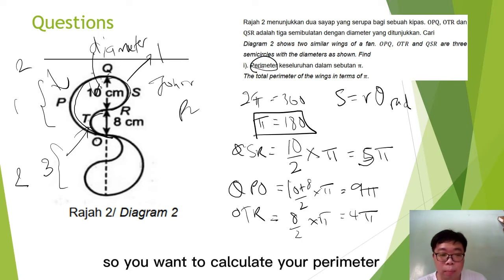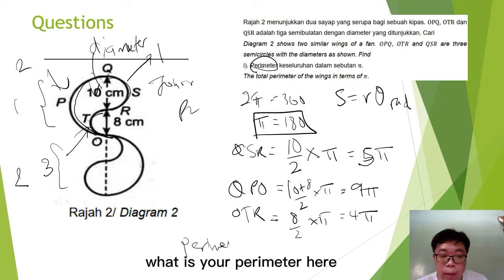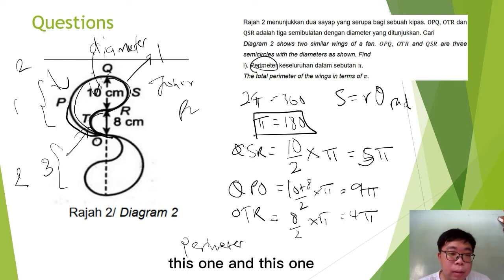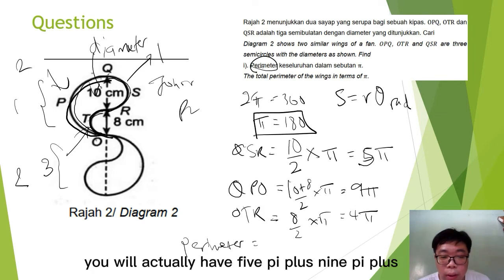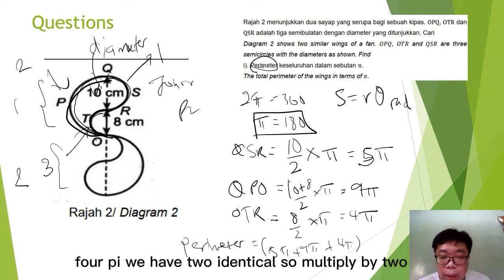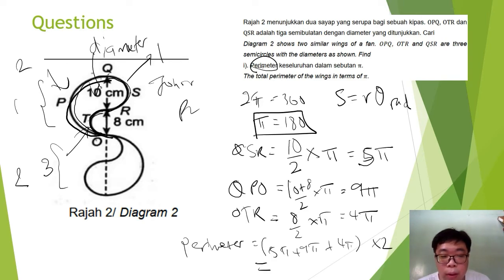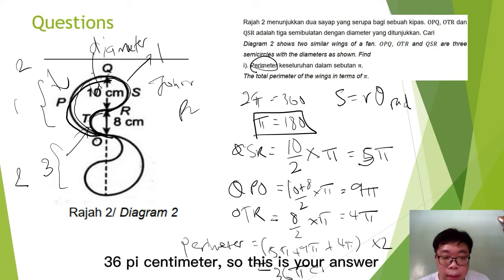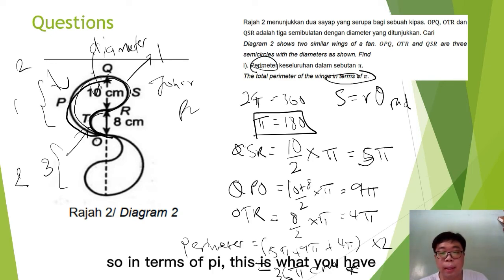So you want to calculate your perimeter. So is your perimeter here. Okay, so you will sum up this one, and this one. So you sum up these three. When you sum up these three, you will actually have 5 pi plus 9 pi plus 4 pi. But you have two identical, so multiply by 2. So you will get your final answer, which is 36 pi centimeter. So this is your answer. Okay, so in terms of pi, this is what you have.